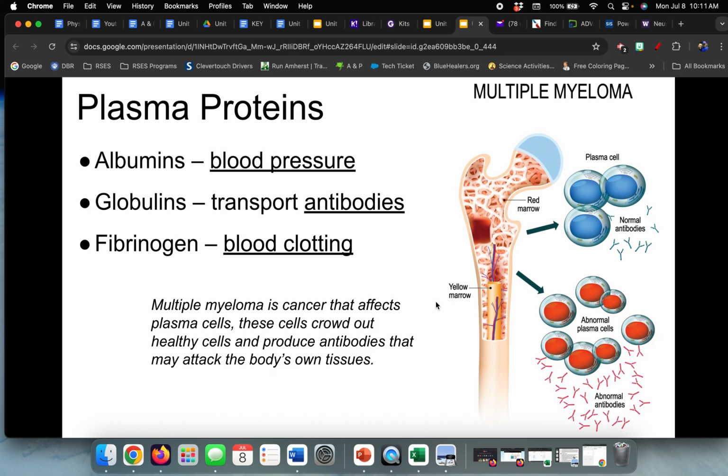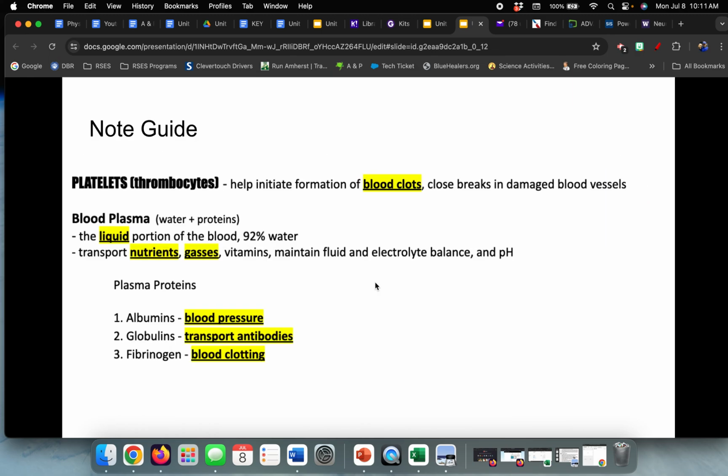So what kind of proteins are we going to find in our plasma? We find albumins, which help regulate blood pressure. Globulins help transport those antibodies. Super important in our immune response. We'll get to that in another unit. And then fibrinogen is helpful in blood clotting. Go ahead, pause while you throw those into your notes.